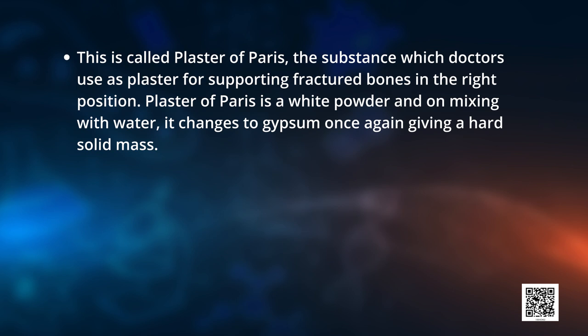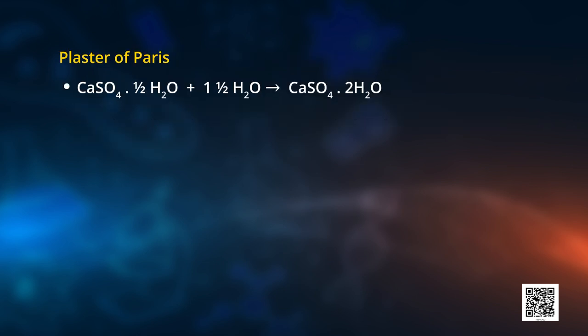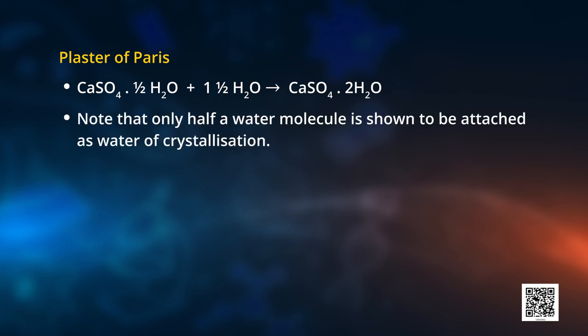Plaster of Paris is a white powder, and on mixing with water, it changes back to gypsum, giving us a hard solid mass. Let us write the reaction. Calcium sulfate dot half H2O plus 1.5 molecules of water gives us calcium sulfate dot twice H2O. Note that only half a molecule of water is shown to be attached as water of crystallization with calcium sulfate.